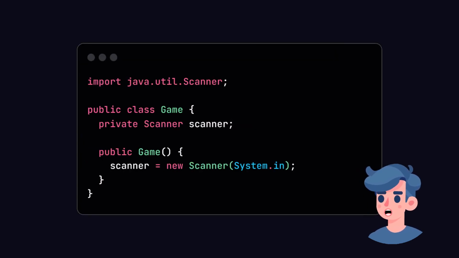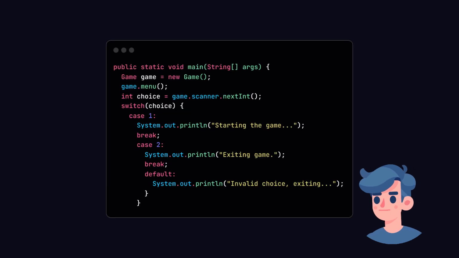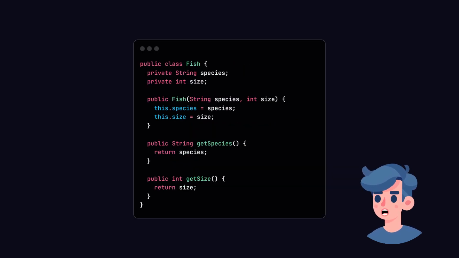Next, we need some way to read user input. To achieve this, we'll use the scanner class. Make sure to import it at the top of your game.java file. Now let's modify our main method to include the menu and handle user inputs. Now we have the basic structure of our game in place.